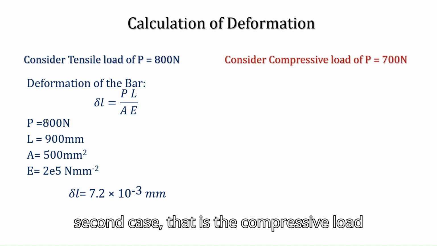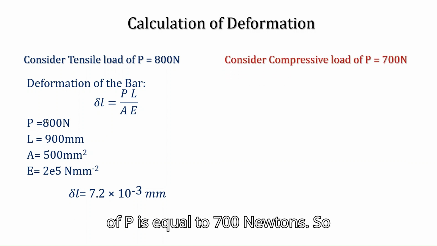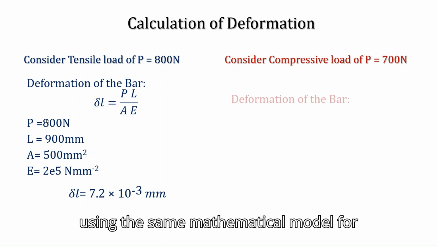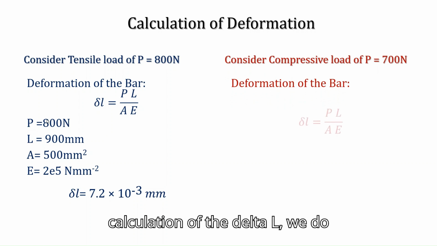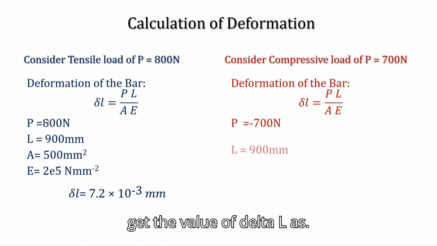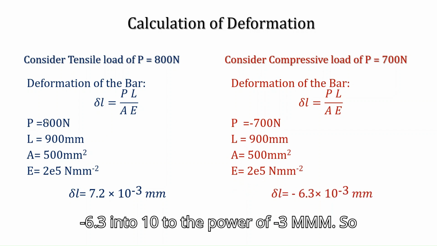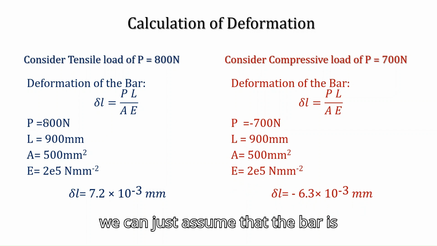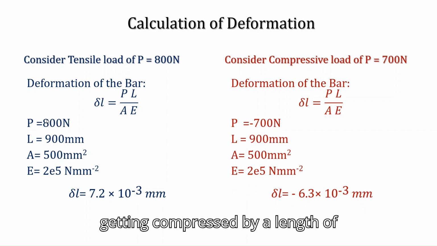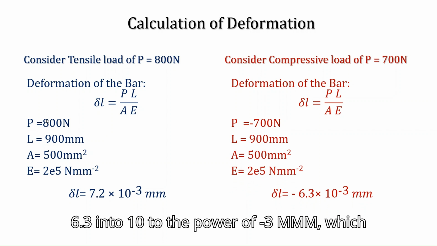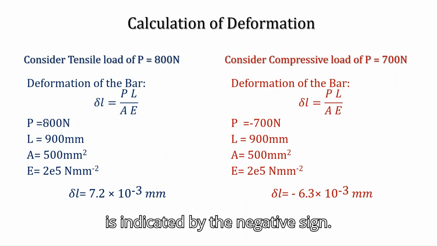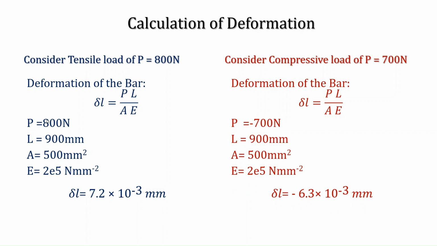Moving on to the second case, that is the compressive load of P equal to 700 newtons. Using the same mathematical model for calculation of delta L, we get the value of delta L as minus 6.3 into 10 to the power of minus 3 mm. So the bar is getting compressed by a length of 6.3 into 10 to the power of minus 3 mm, which is indicated by the negative sign.